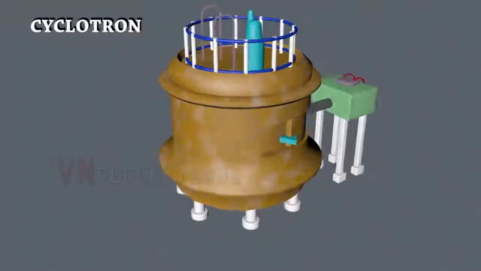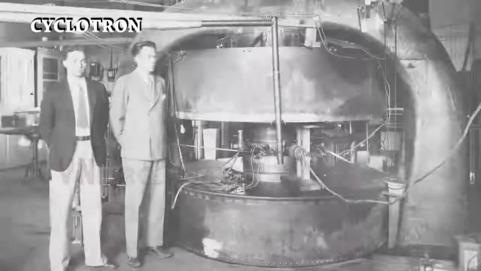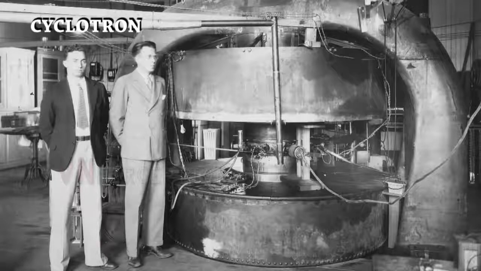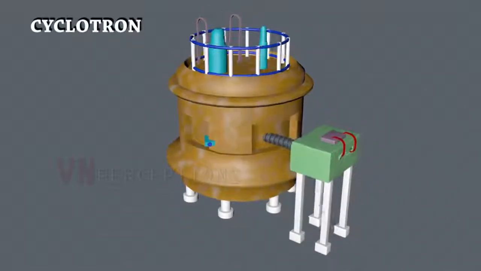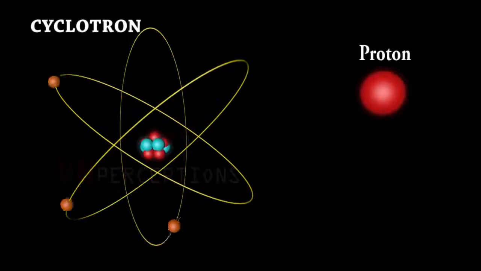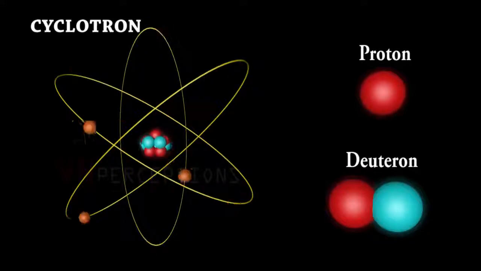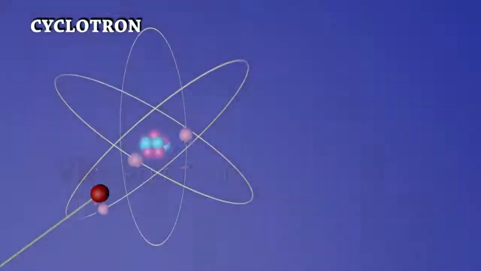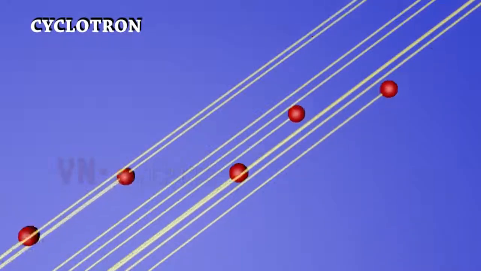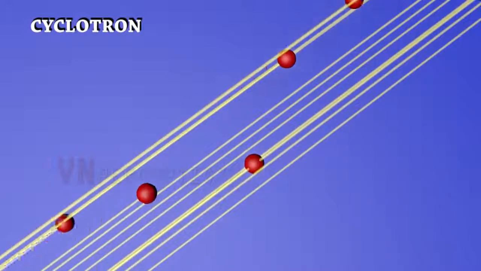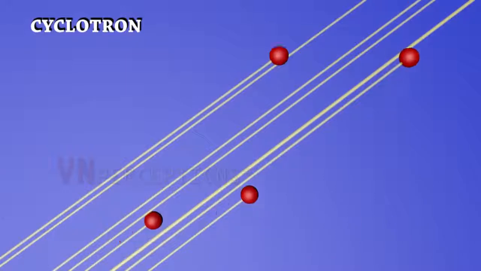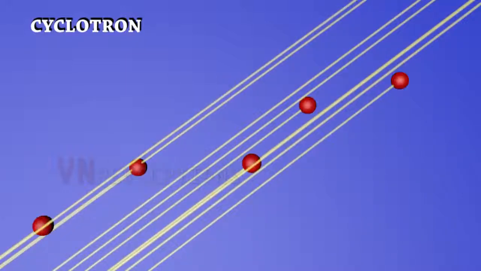Cyclotron is a device developed by E.O. Lawrence and M.S. Livingston in 1934. It is used to accelerate charged particles like protons and neutrons. This results in production of high energy charged particles. In nuclear physics, such energized particles are used to bombard nuclei causing nuclear reactions.